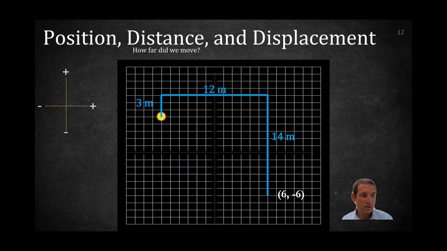And now we've finally returned to our starting location, and the total distance that we've traveled is 3 plus 12 plus 14 plus 16.28, which gives us about 45.28 meters. So our displacement, the shortest distance from our ending point to starting point, is 0. Meanwhile, our total distance is 45.28 meters. Displacement is the ending point to the starting point.